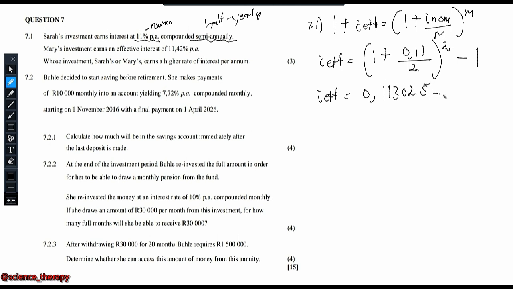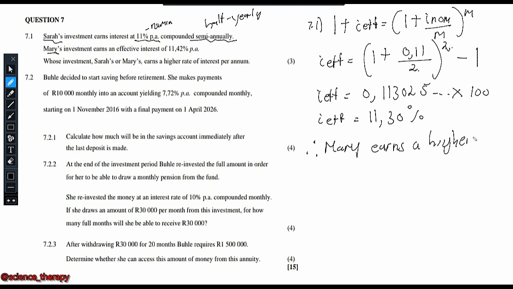Then when you punch all of that into your calculator, you get 0.113025, which obviously you will then need to multiply by 100 so that you get your interest rate, right? So i effective is equal to 11.30%. Now comparing the 11.30% received by Sarah with the 11.42% received by Mary, we can then conclude that, therefore, Mary earns a higher rate, because for Mary it's actually 11.42%, right? Okay, so that's all you were supposed to do there.